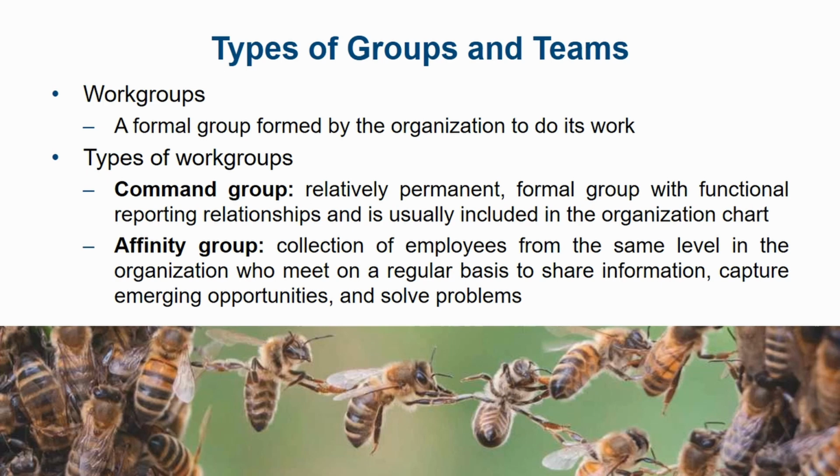There are two types of work groups: command groups. These are relatively permanent, formal groups with functional reporting relationships and are usually included in the organizational chart. And affinity groups, a collection of employees from the same level in the organization who meet on a regular basis to share information, capture emerging opportunities, and solve problems.